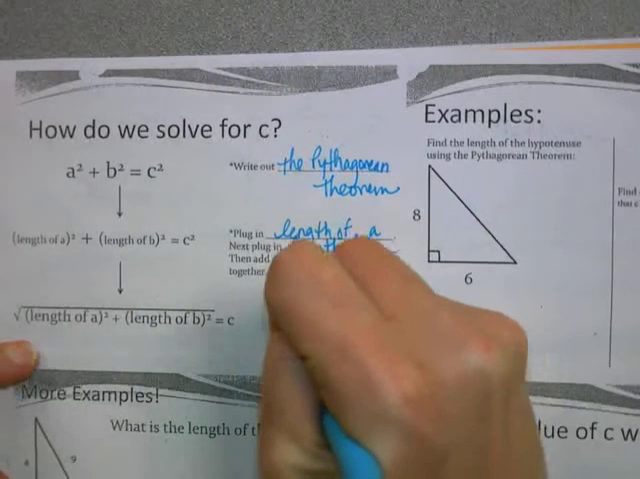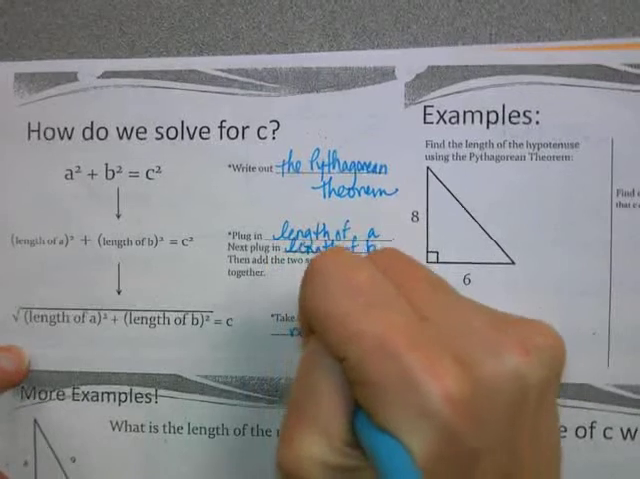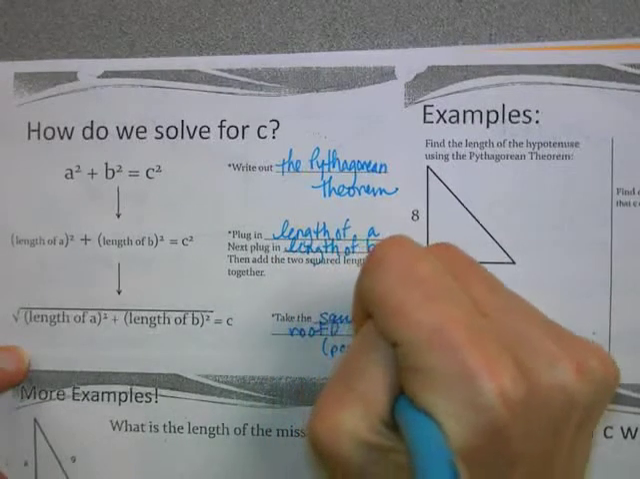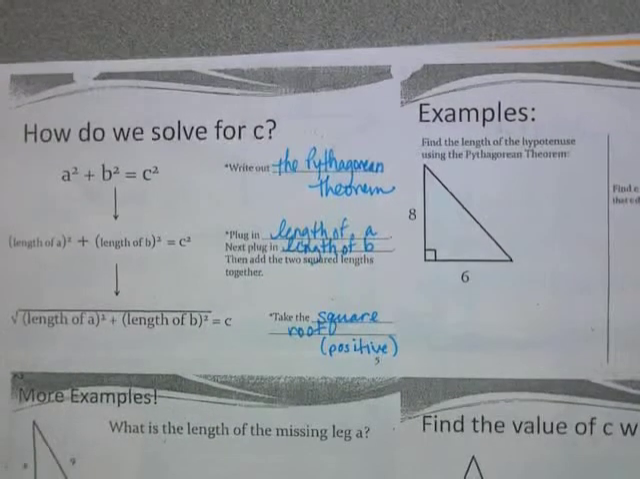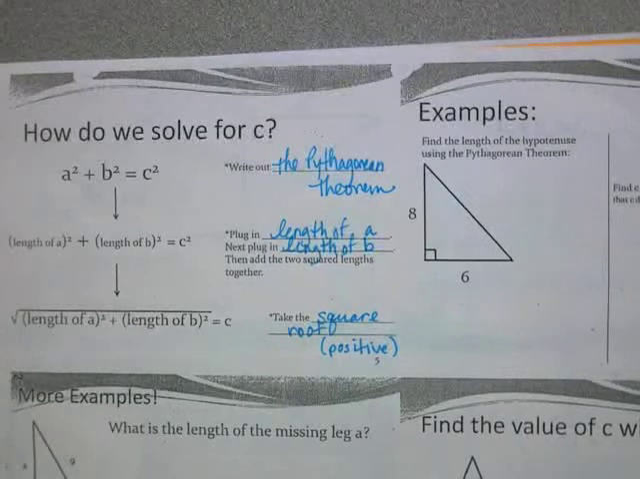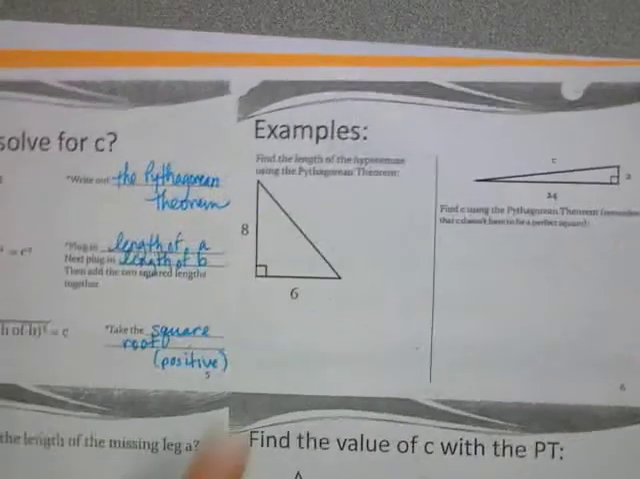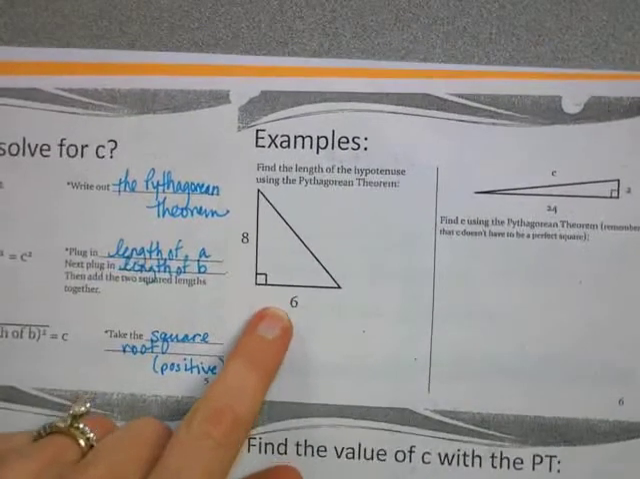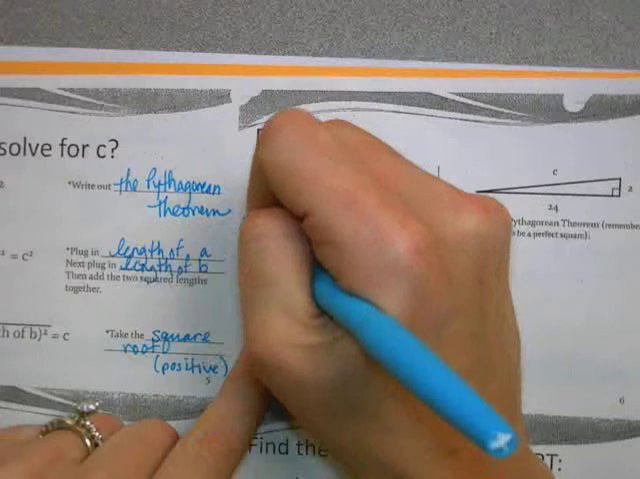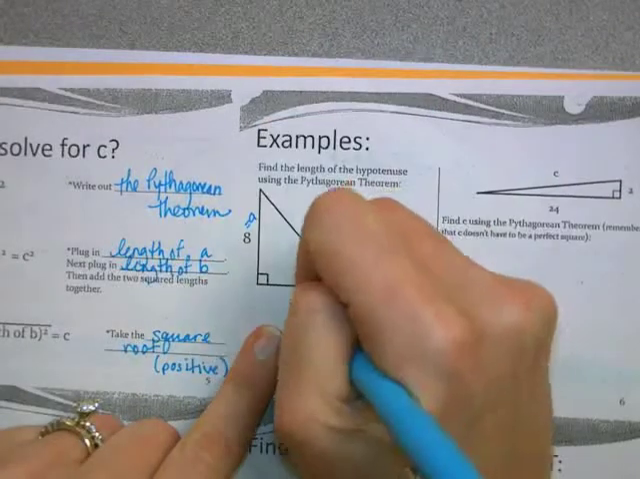And it's always going to be positive, the positive square root, because we're dealing with length. You can't have a negative length. So let's look at the example next to you here. First of all, we do have a right triangle. It does not matter which one's A and which one's B, so I'll just make 8 A and 6 B.